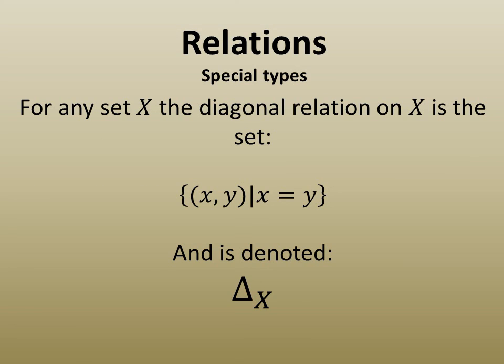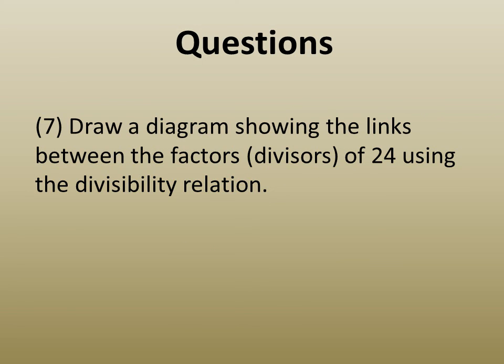Next, we need to introduce the diagonal relation. For any set X, the diagonal relation on X is a set comprised of all ordered pairs x, y such that x is equal to y. It is denoted as delta sub X, the delta standing for diagonal. Question 7. Draw a diagram showing the links between the factors, or divisors, of the number 24 using the divisibility relation.